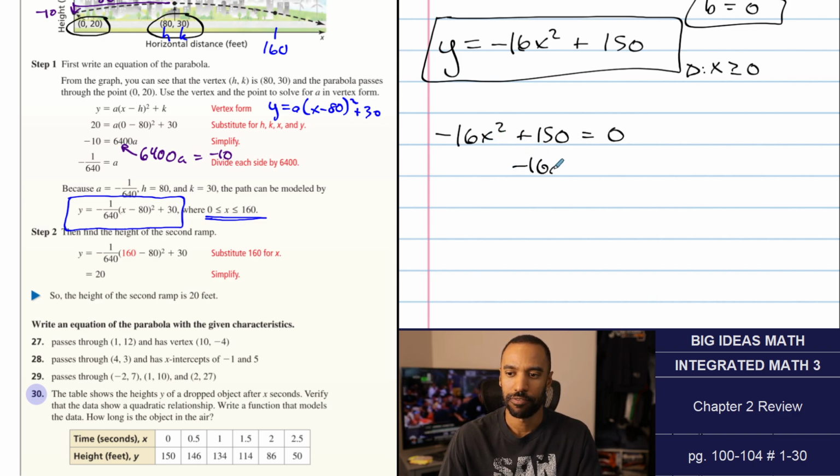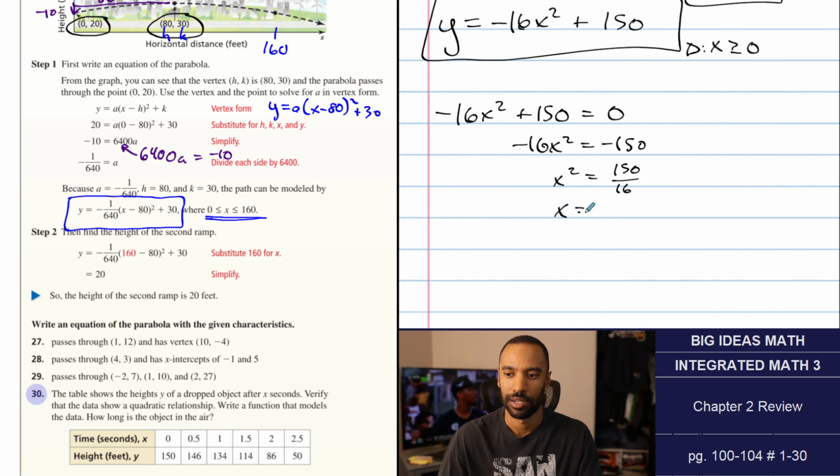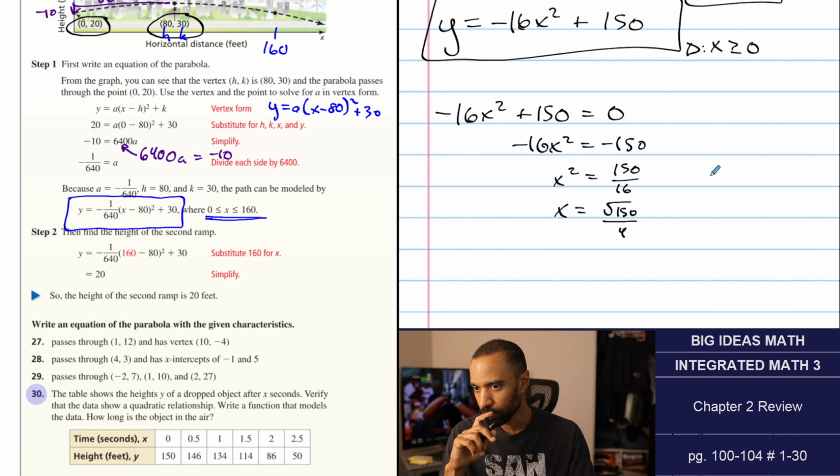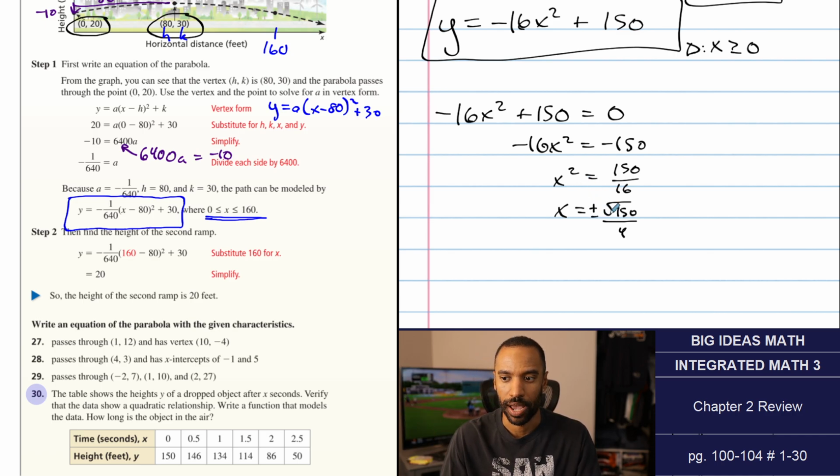I'm going to subtract 150 over, divide both sides by negative 16. You get positive 150 over 16. I take the square root of that. It's square root of 150 over 4. Well, really it's plus or minus, right? But here's the thing. We're only going to consider the positive answer there.